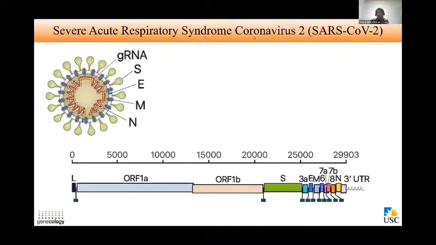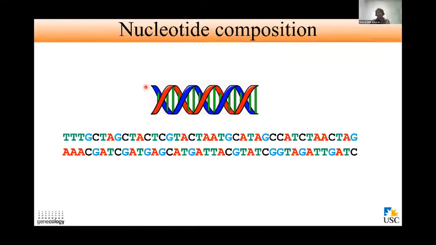syndrome coronavirus 2. So this virus is roughly 30 kb long, and it codes for some important genes like ORF1A and B, which code for replication, and we have other proteins like the surface protein, membrane, nucleocapsid protein, and accessory proteins. So before I go into the actual evolution, I just want to introduce a little bit about nucleotide composition.